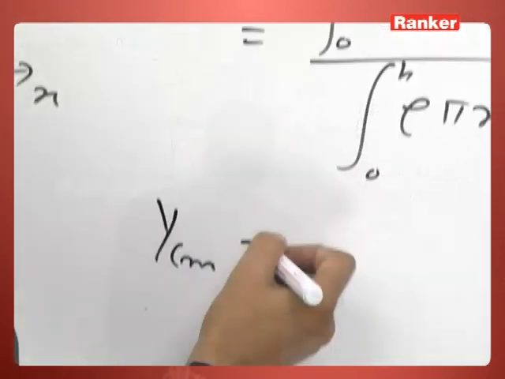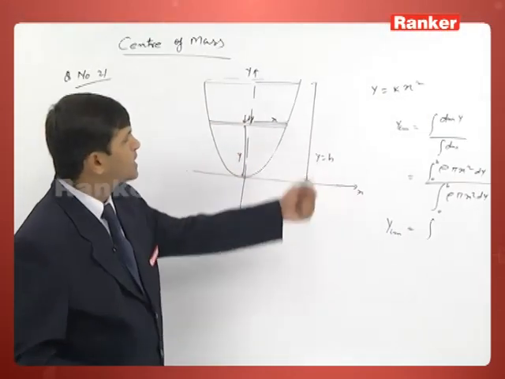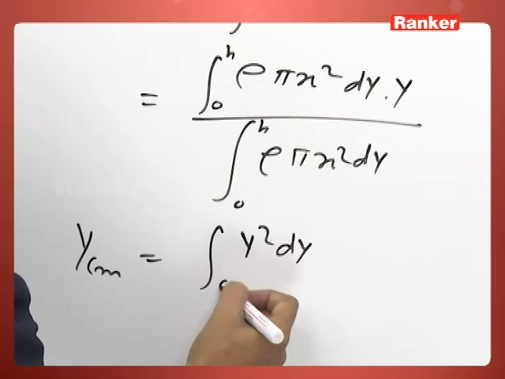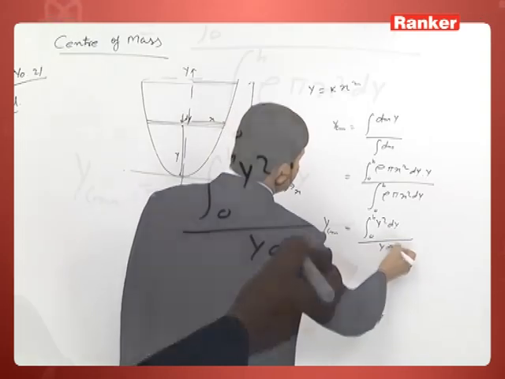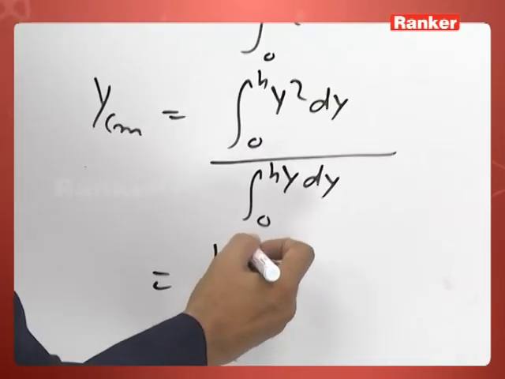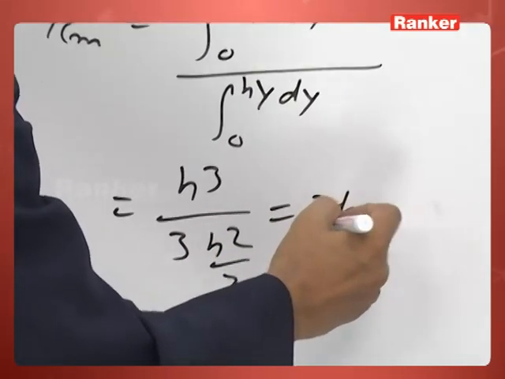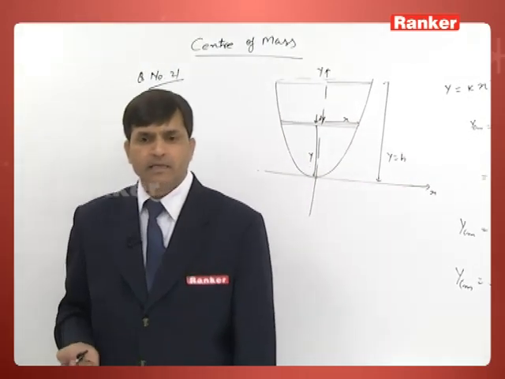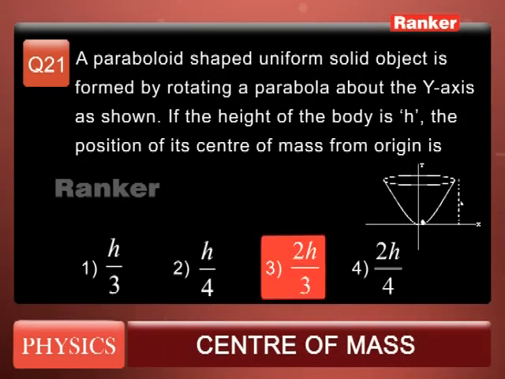So y cm: rho and pi cancel, x square we can write as y by k, so y square dy from 0 to h over y dy from 0 to h. Now simplify, this will be h cube by 3, this h square by 2. So finally we are getting 2h by 3. So y cm is 2h by 3. So this is our option. The correct option, answer number 3, is the correct option.